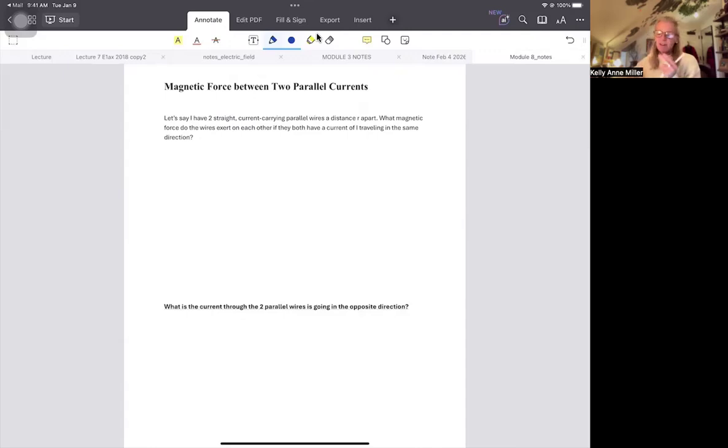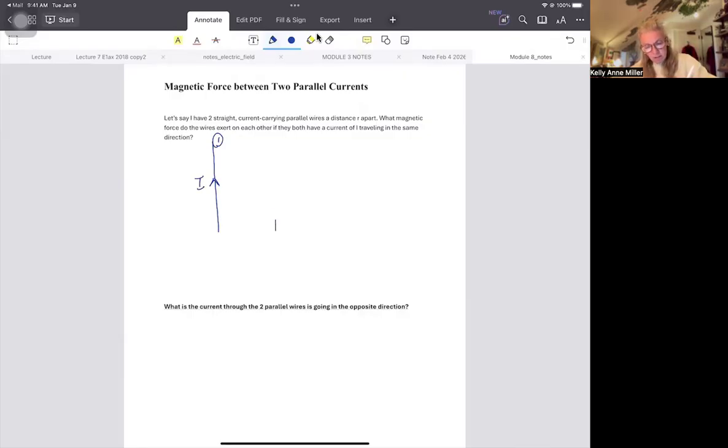And I think it's a very, very interesting result. So let's just go through it. Okay. So let's just say I have 2 straight current carrying parallel wires a distance r apart. So let's draw that. So I've got wire, let's call this wire 1. And there's some current. They both have current of I traveling in the same direction.